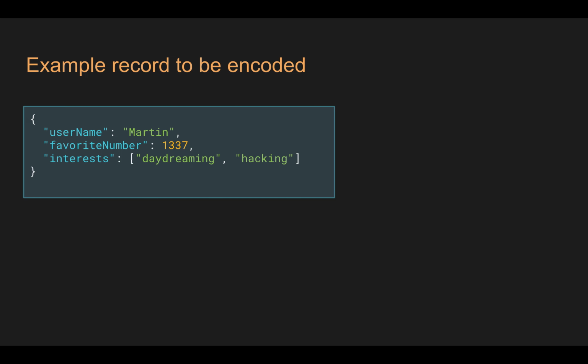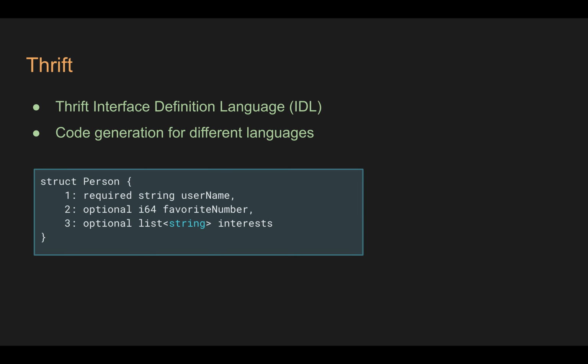Now let's say we have this example data containing a username, a favorite number, and an array of interests. Now let's see how we can serialize this data with different encoding schemes. So first let's talk about Thrift. Both Thrift and Protocol Buffers require a schema for any data that is encoded. To encode the data that we saw in the previous slide with Thrift, you would have to describe the schema in Thrift IDL, which is interface definition language.